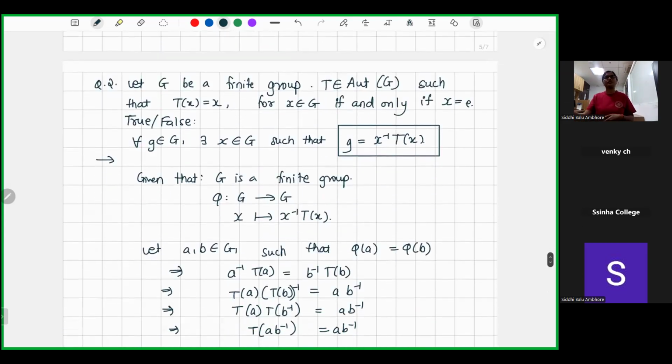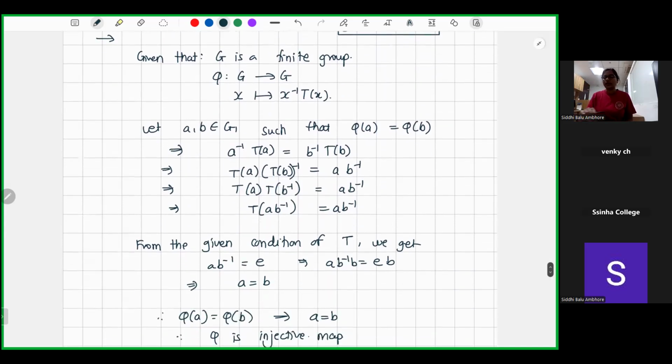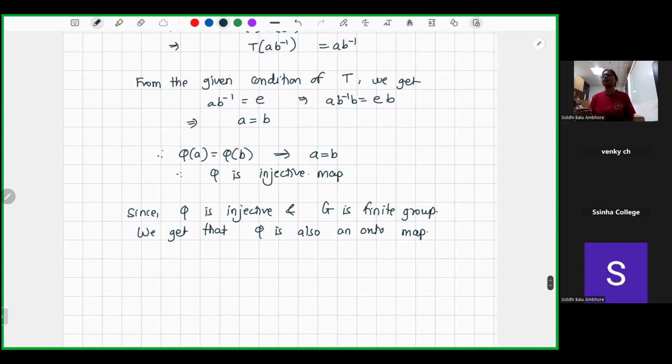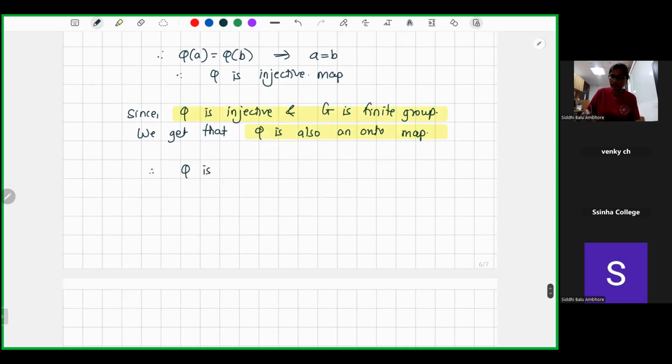So we wanted an expression of this kind, x inverse Tx. So we defined this map phi from G to G, which sends x to x inverse Tx. And we proved that this phi is an injective map. And since G is a finite group, this phi will also be an onto map. Okay, this I hope you understand. Phi is injective and G is finite, so phi is also an onto map. Okay, so therefore we get that phi is an isomorphism from whatever we have obtained so far.